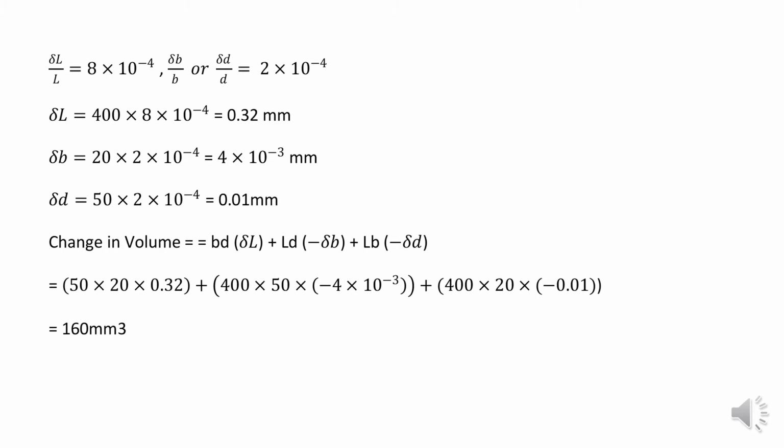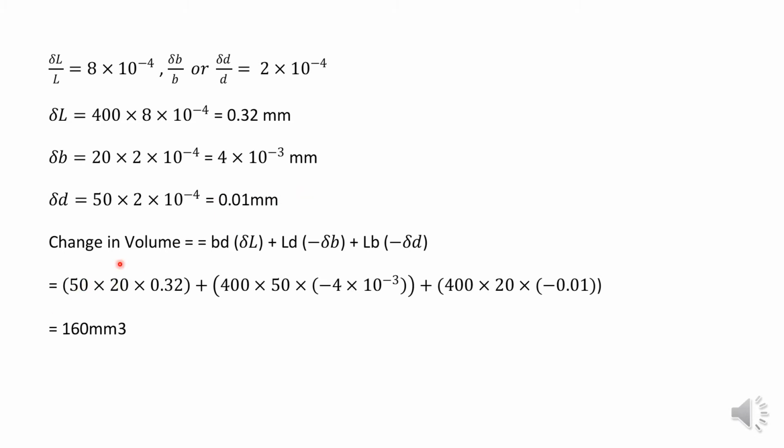Now the change in breadth and change in depth can be found out by using the equation of lateral strain, that is delta B by B is equal to 2 into 10 raised to minus 4. So delta B is equal to minus 4 into 10 raised to minus 3 mm, and delta D is equal to minus 0.01 mm.